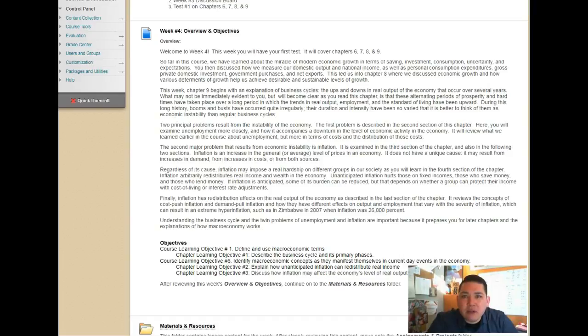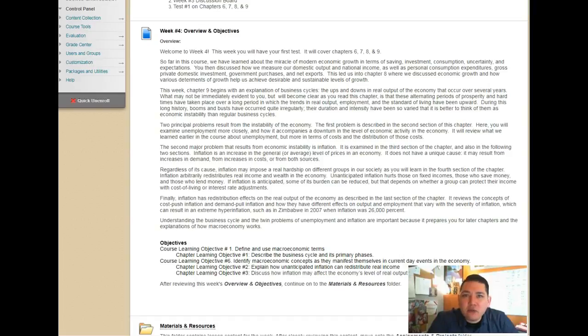The second major problem that results from economic instability is inflation. It is examined in the third section of the chapter and also in the following two sections. Inflation is an increase in the general or average level of prices in an economy. It does not have a unique cause, as it may result from increases in demand, increases in costs, or from both sources. Regardless of its cause, inflation may impose a real hardship on different groups in our society, as you will learn in the fourth section of the chapter.